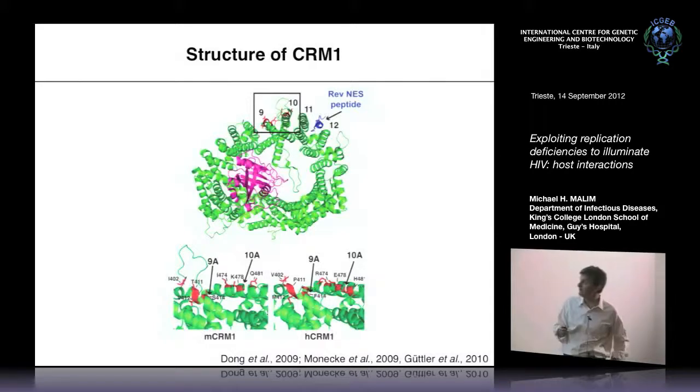Now, where Rev binds to CRM1 had previously been resolved. The Rev nuclear export signal actually binds here, quite a long way away from these residues that are important for species specificity, which leaves us with the question: what is it that this element does that affects the ability of Rev, that's binding over to function when it's binding over here?